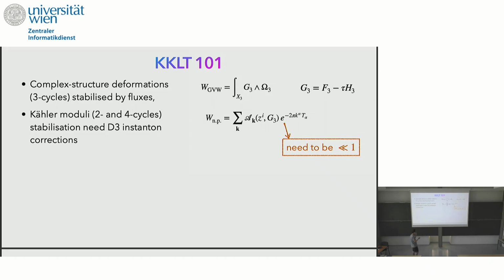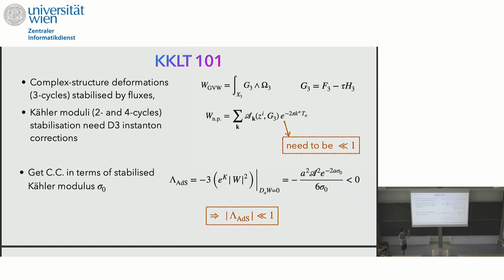When I say tree level, it means that there is a superpotential, the Gukov-Vafa-Witten superpotential, that depends on the fluxes G3 and on omega 3. To stabilize the Kähler moduli, in the end, one needs to add the D3-instanton corrections, which will also depend on the fluxes G3. Here, the non-perturbative corrections need to be exponentially suppressed.